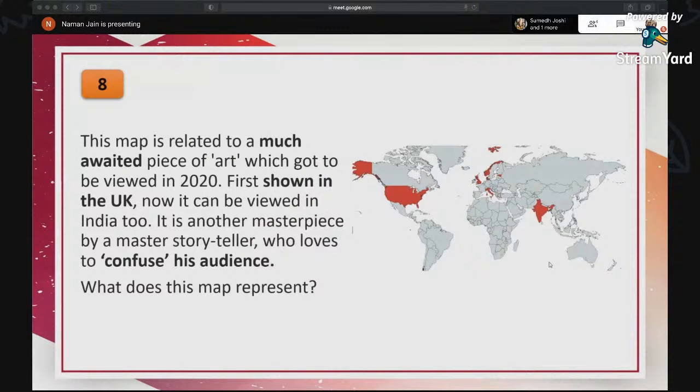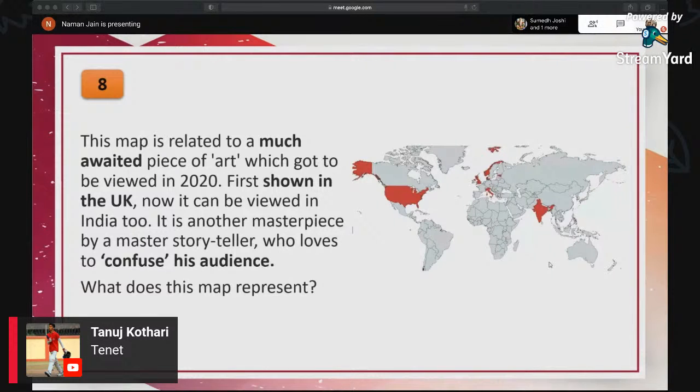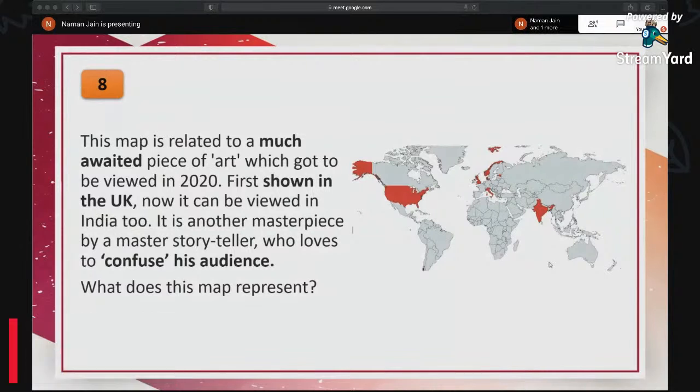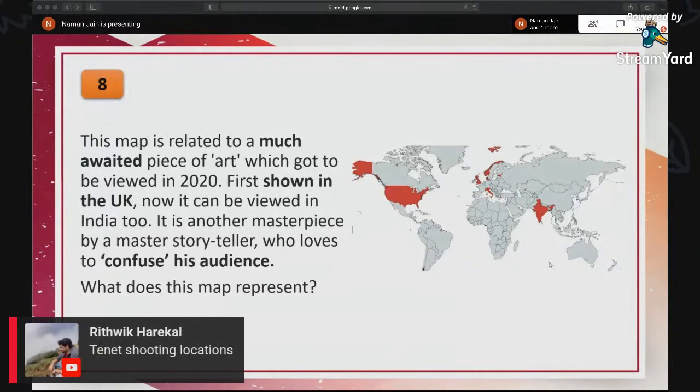What does this map represent? Piece of art, confusing audience. Arun has written both, but you will get only one point. Tenet, but what does this map represent? Yeah, tenet is correct. But what in tenet? Okay, Ritvik says tenet shooting location, Sushant, Abbas, Shubhojit, Prem, Tanuj. Yeah, tenet was shot in these locations. Amarto, correct. So these were the locations where tenet was shot. Perfect.